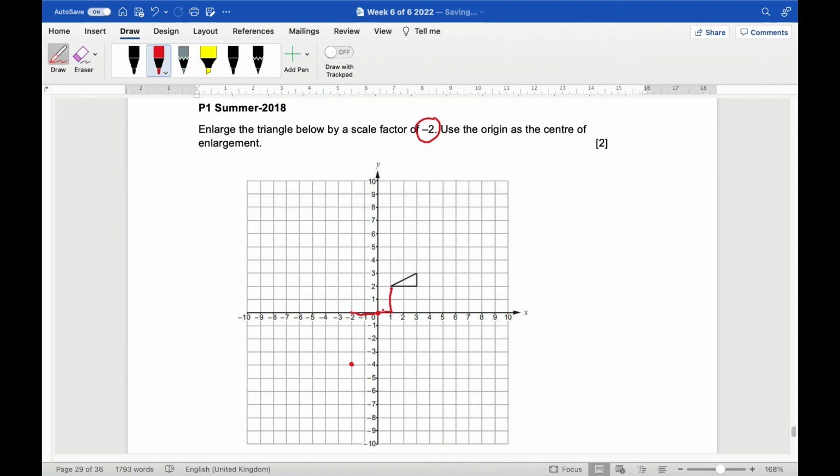The next point to get there is 3 across and 2 up. The opposite direction and twice as far would be 6 across and 4 down. And the final dot is 3 across and 3 up, which twice as far would be 6 across and 6 down. And as you can see, we end up with what looks like a rotated shape, but actually what it is is twice as far away in the other direction.